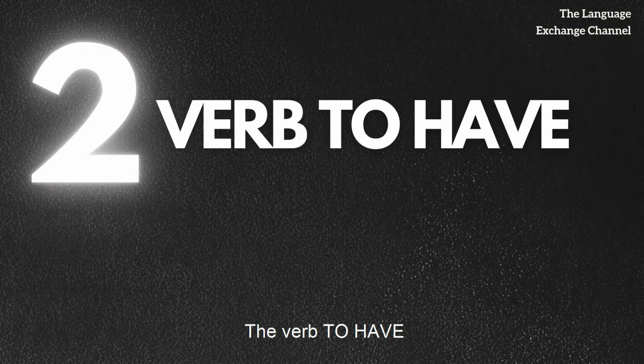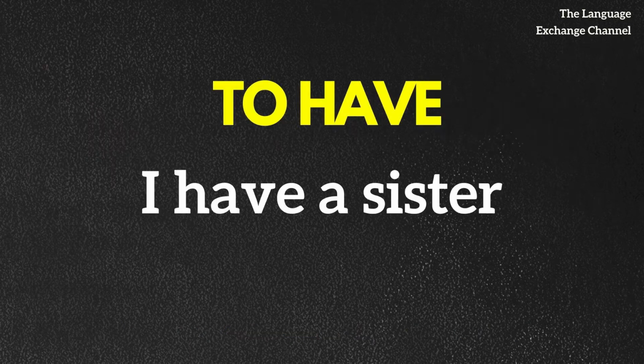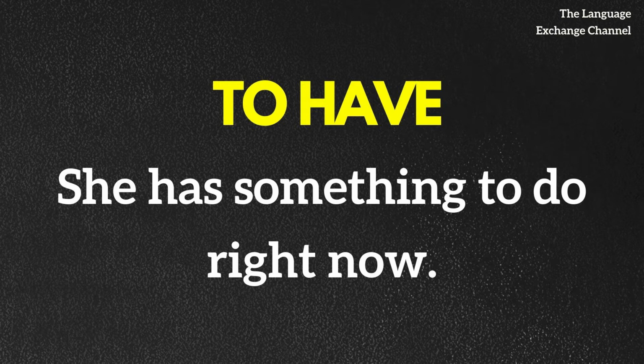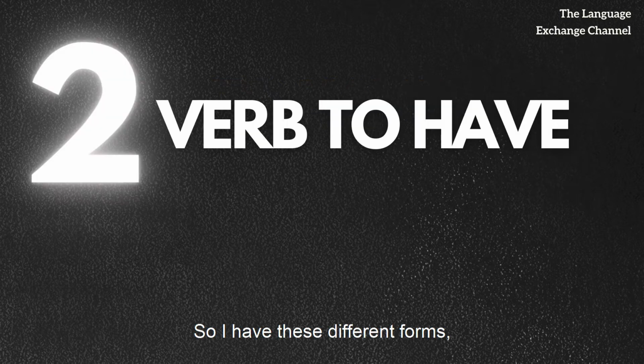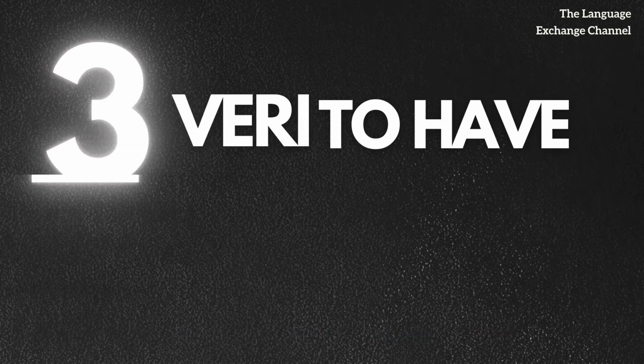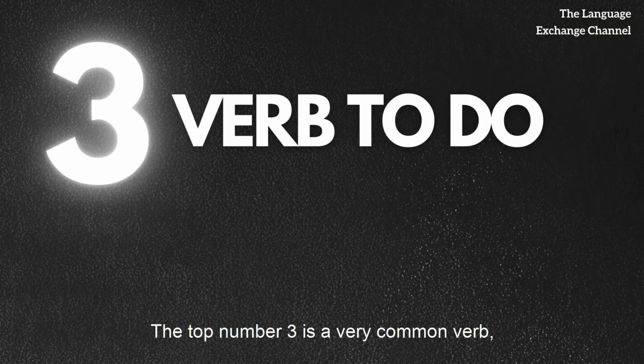The verb to have. I have a sister. Do you have a car? She has something to do right now. So I have these different forms. I have and he has, for example, and it's a verb we use a lot. That's the number 2. The top number 3 is a very common verb.